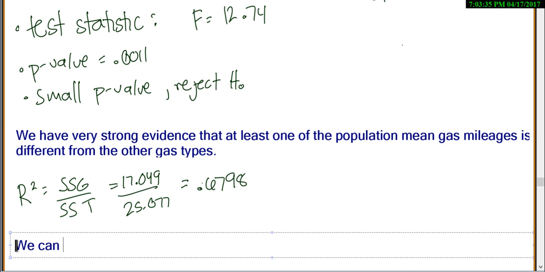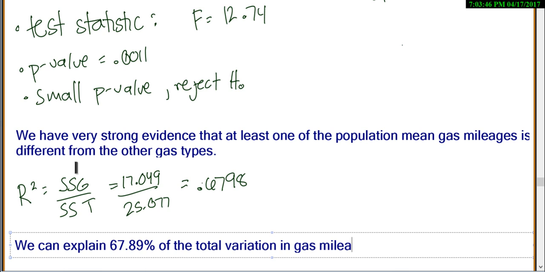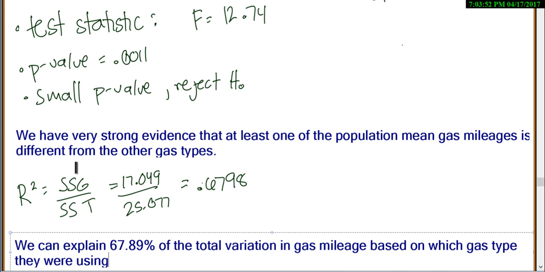And then we say something like, we can explain 67.98% of the total variation in gas mileage based on which gas type they were using. That's not too bad. It's not as high as 91%, but it's still not too bad. So about 70% of the variation is based on which gas type you are using, which means that it is influencing it a fair amount.